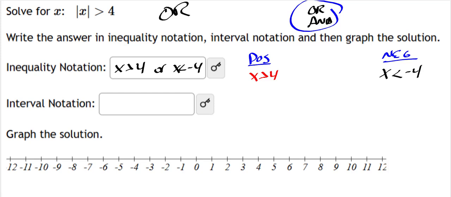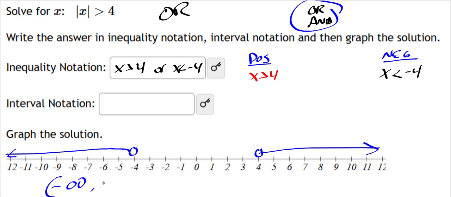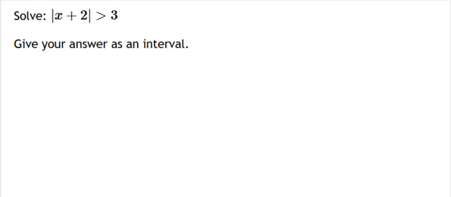Now, for the interval, how we're going to do this is pretty simple. We're going to have an open dot going this way, and we'll have an open dot going this way. So that's negative infinity all the way to negative 4, and that's parentheses because open dot. Then union, because there's a break, and then we'll start back with parentheses 4, comma, infinity. So that's going to be the interval notation that is written there, okay? That will all go in there.